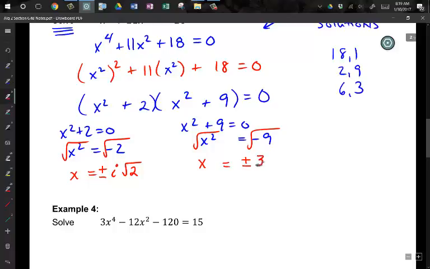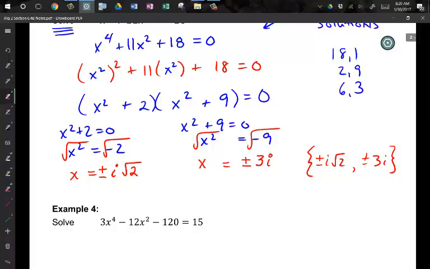3i. How many answers do we have? We have 4, right? Plus i root 2, minus i root 2, plus 3i, and minus 3i. Someone asked me sixth hour the other day, can you leave them as plus or minus? Yes, you can. And so we would just write down our answers in a solution set and realize we've written down 4 answers there.